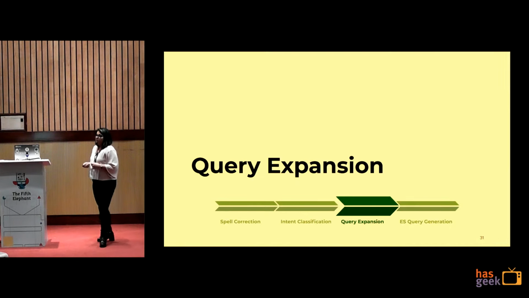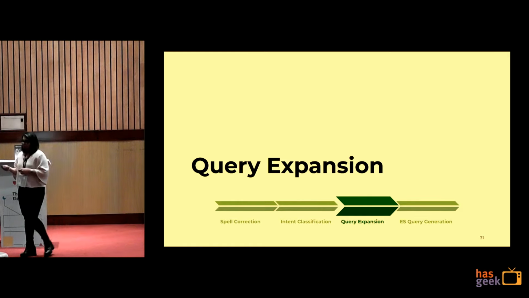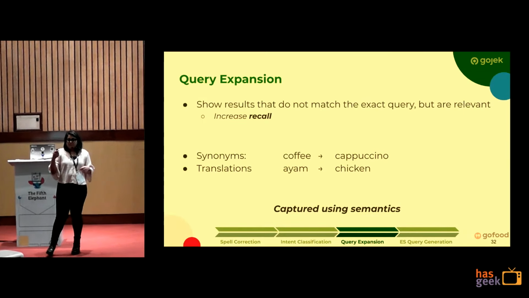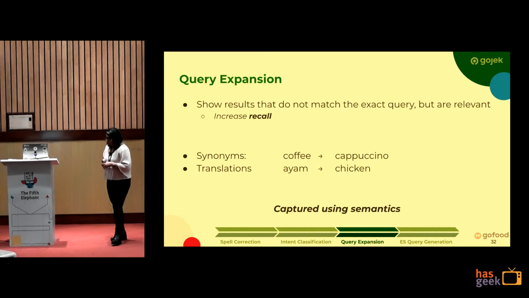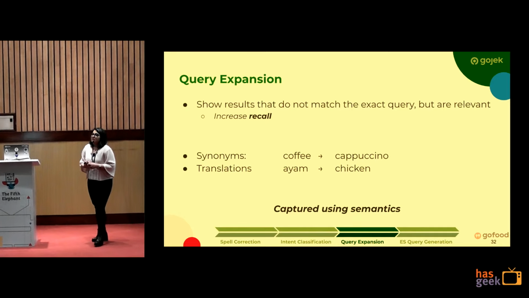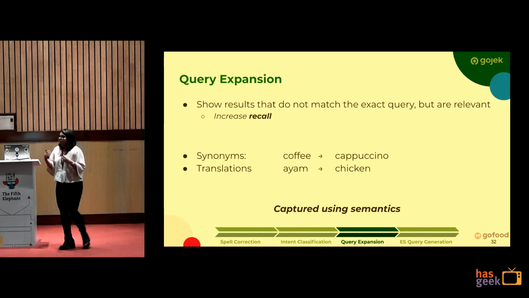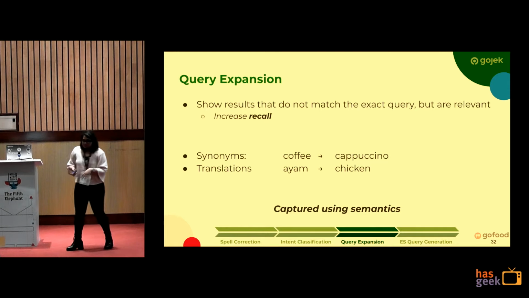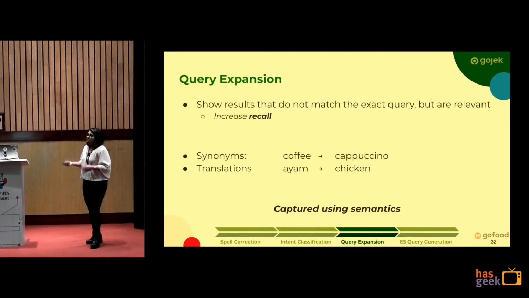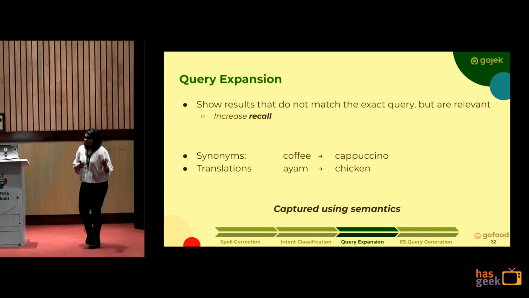So we talked about spell correction, and we talked about how we built an intent classifier. The next step is to talk about query expansion. So what is query expansion? The purpose of query expansion is to find what the user intended to look for rather than what the user typed into the search bar. Essentially, it broadens the scope of the query by introducing additional tokens.